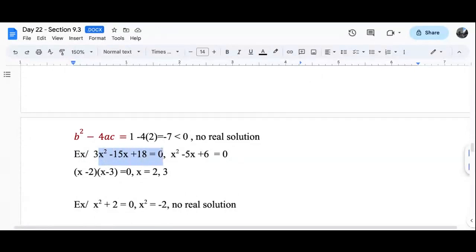Let's see this one. We see 3 terms, all have factor 3. So we just divide every term by 3. 0 divided by 3 is still 0. 3x squared divided by 3 becomes x squared. Negative 15x divided by 3 is negative 5x. 18 divided by 3 is 6. So we get x squared minus 5x plus 6 equals 0. And this can be factored, right? x minus 2, x minus 3. So we get two solutions, 2 and 3. Okay, that's okay. Anyone has any question?